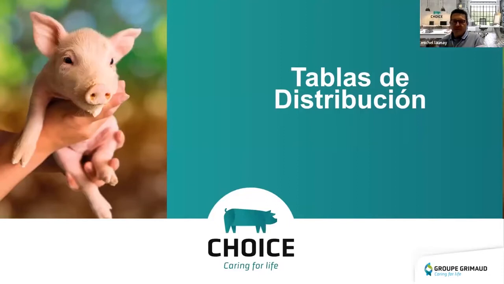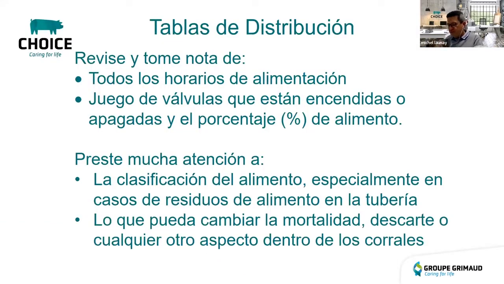The third thing that is quite important to input in the device is the distribution tables. The distribution tables determine the schedule of all meals. That means, do you start the day with a gestation meal, or a lactation or a fattening meal? So you organize the meals how you want during the day. It also determines the set of valves which are switched on or switched off, and the percentage of level you give to the pigs in each valve.